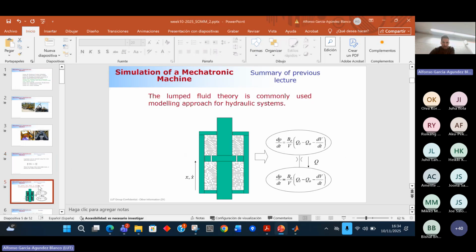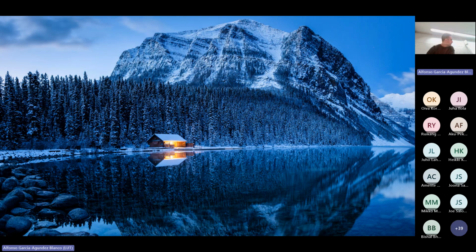In this example, for example, lumped fluid theory, okay, is commonly used, as mentioned, to model hydraulic systems. And you can have here, for example, a throttle. Let me check again. I don't know why it's working so slow. Let's be a bit patient. Okay, now it works better.